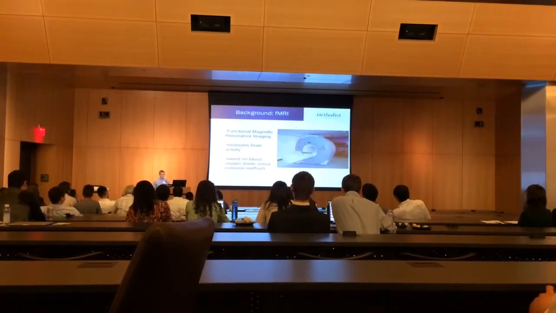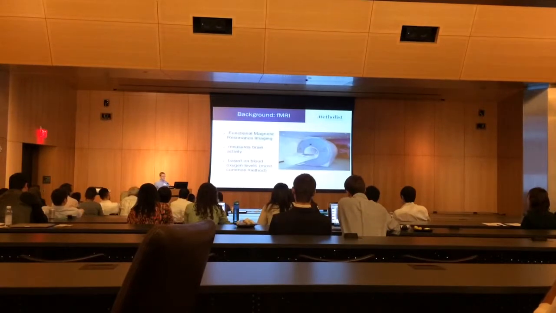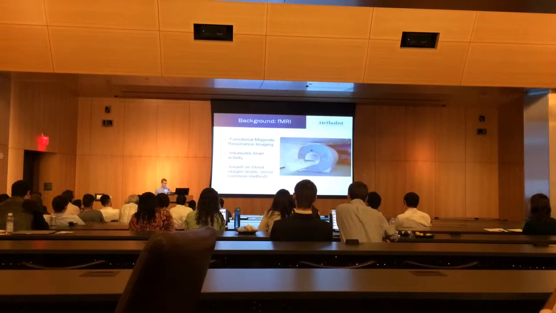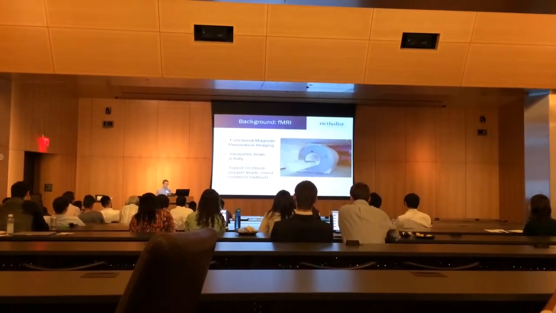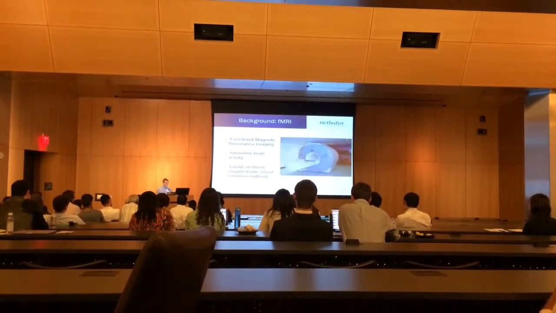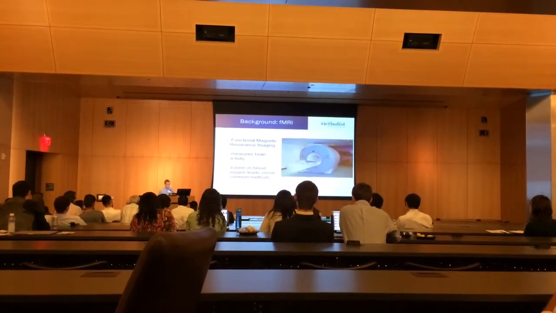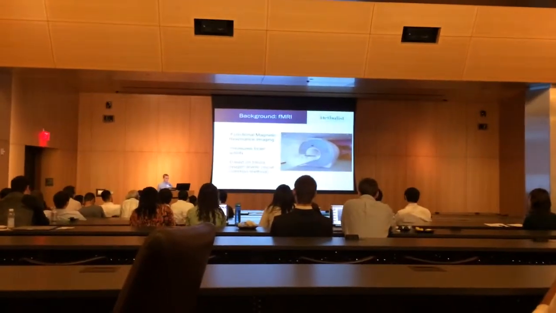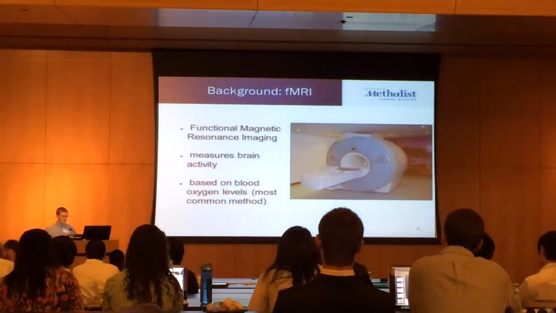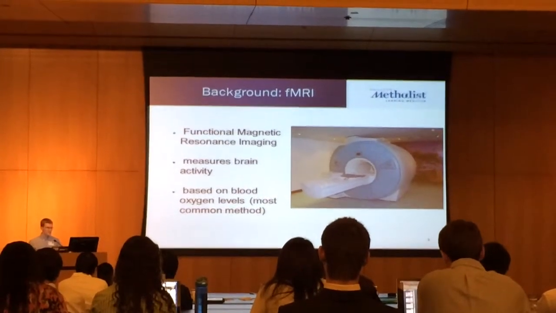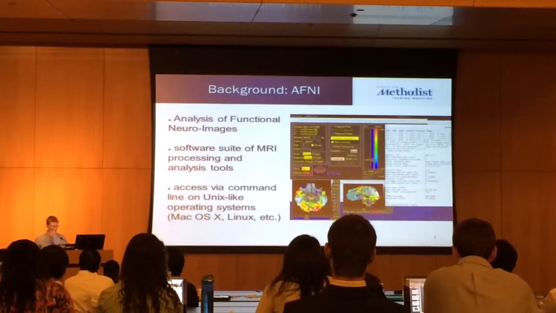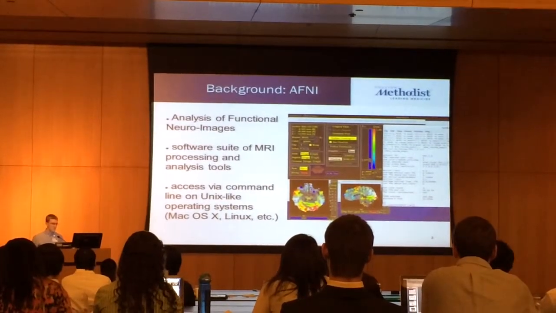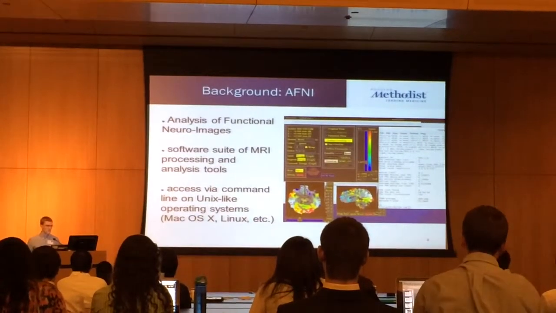So a little bit of just basic background in case anyone's unfamiliar with fMRI. fMRI stands for Functional Magnetic Resonance Imaging. It measures brain activity, which is based generally on blood oxygen levels. So it's supposed to correlate a particular stimulus or phenomenon, either sensory or motor usually, with blood oxygen levels.